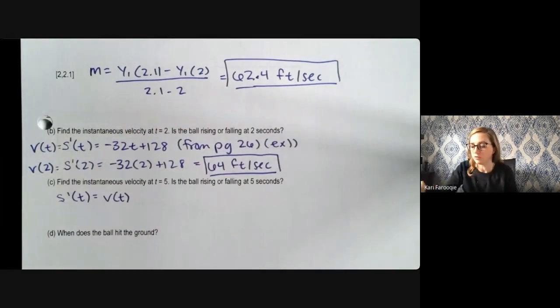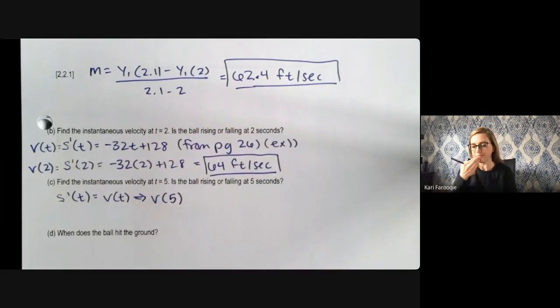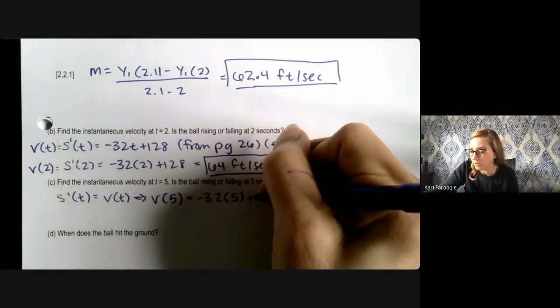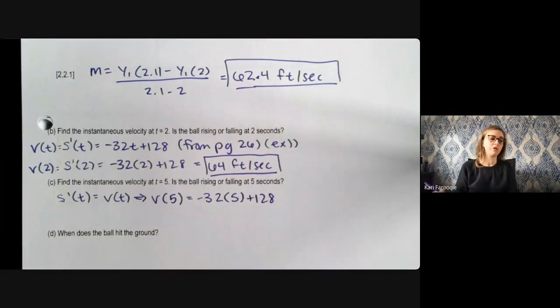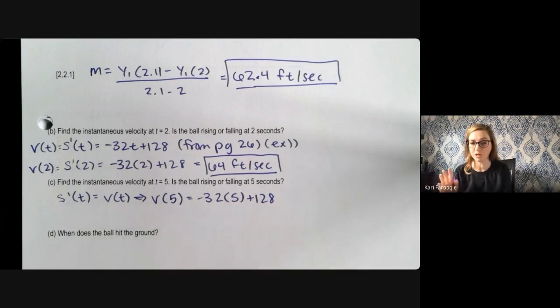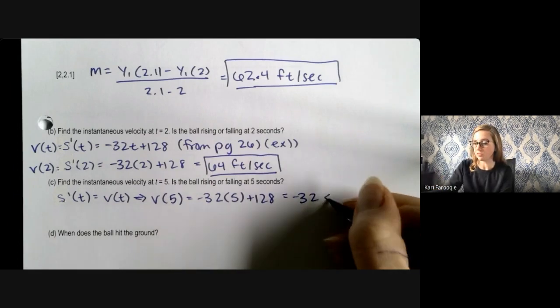And we're looking for that at 5. We'll find V of 5, which is negative 32 times 5 plus 128. And you should end up getting, and by the way, don't put this into your y sub 1 formula because that's not the function that's in there. We have just the S function in there, not the S prime. Negative 32 times 5 plus 128 is negative 32. So this is less than 0.